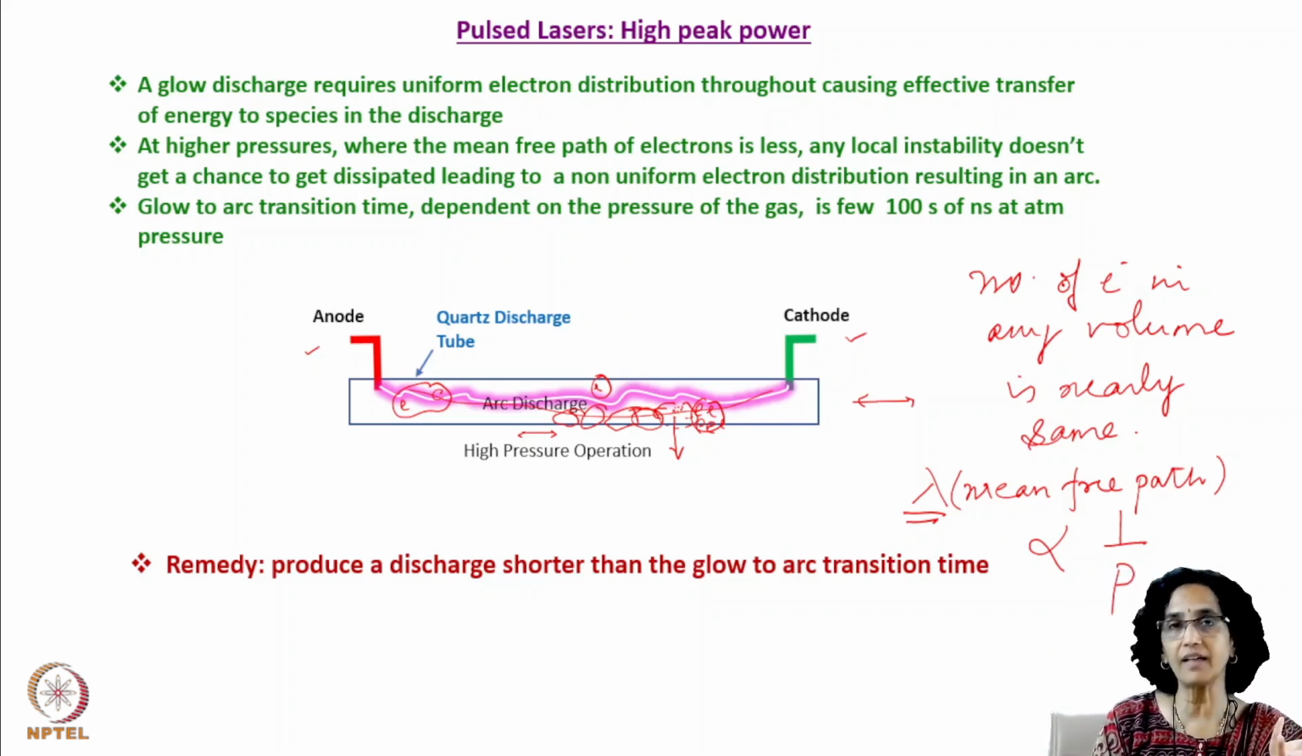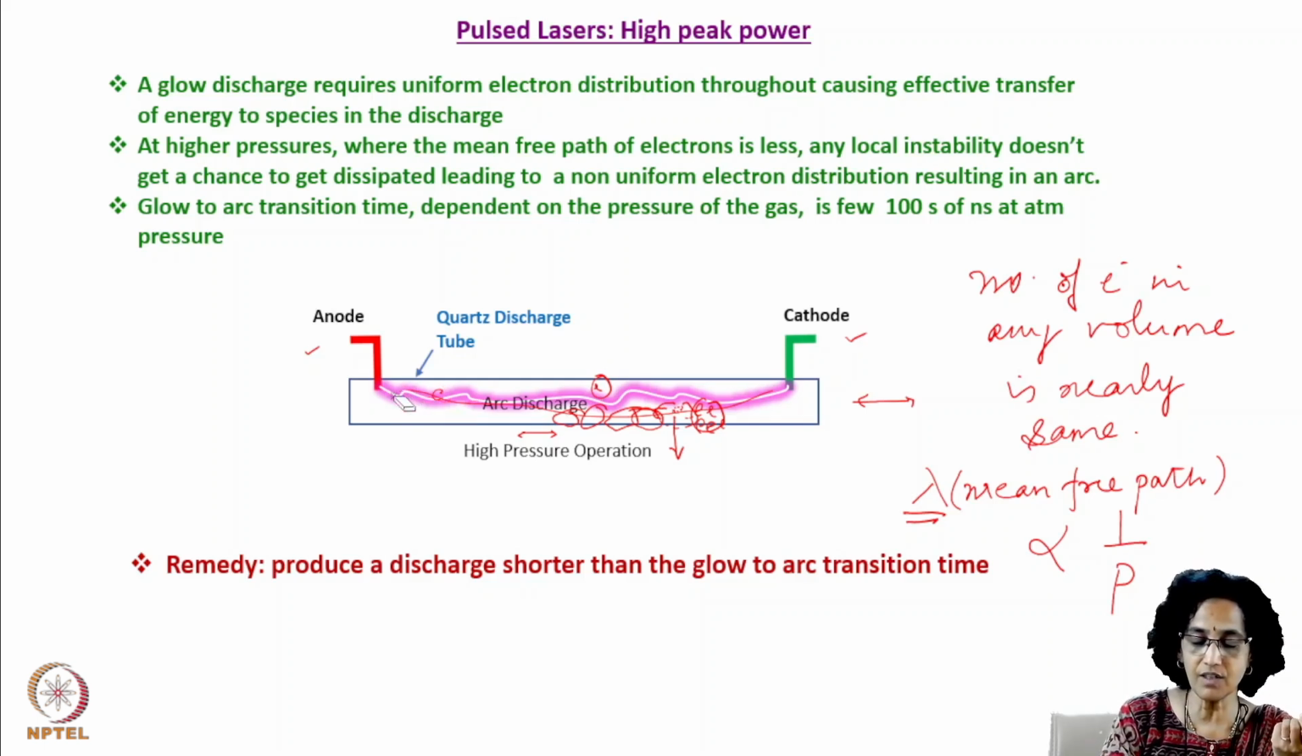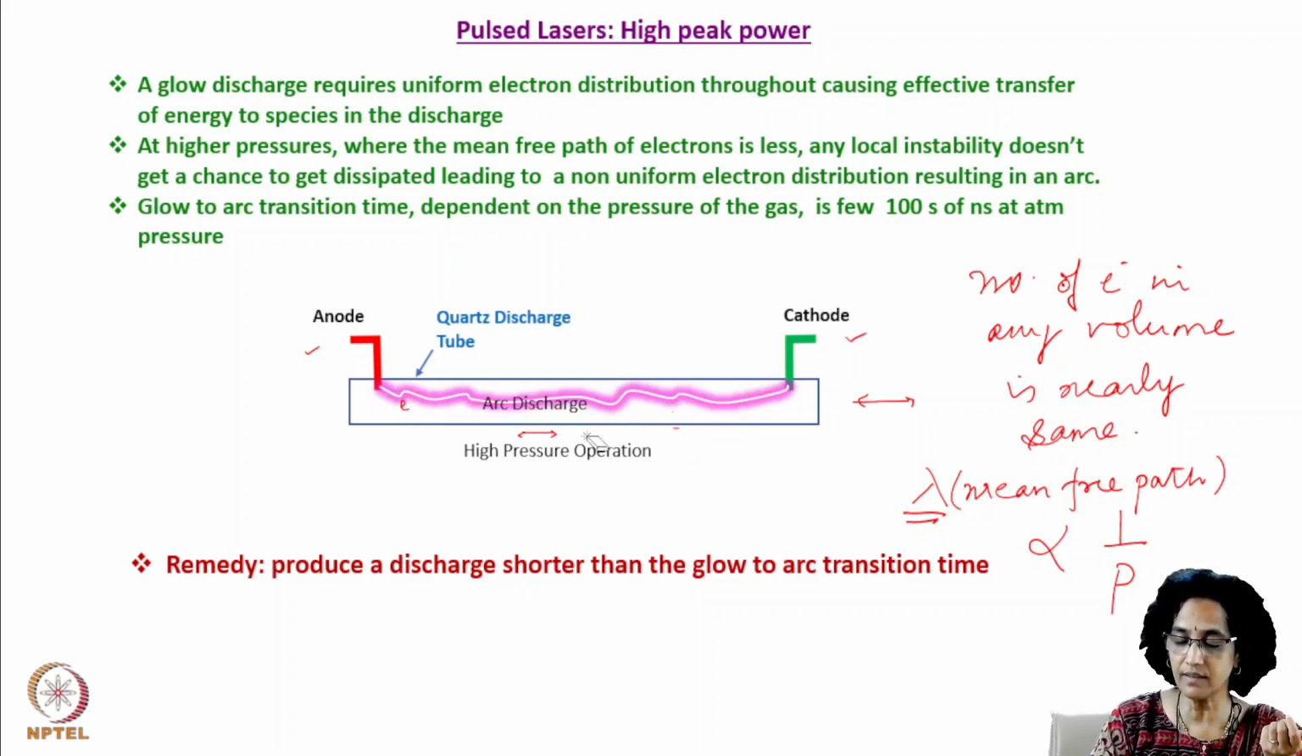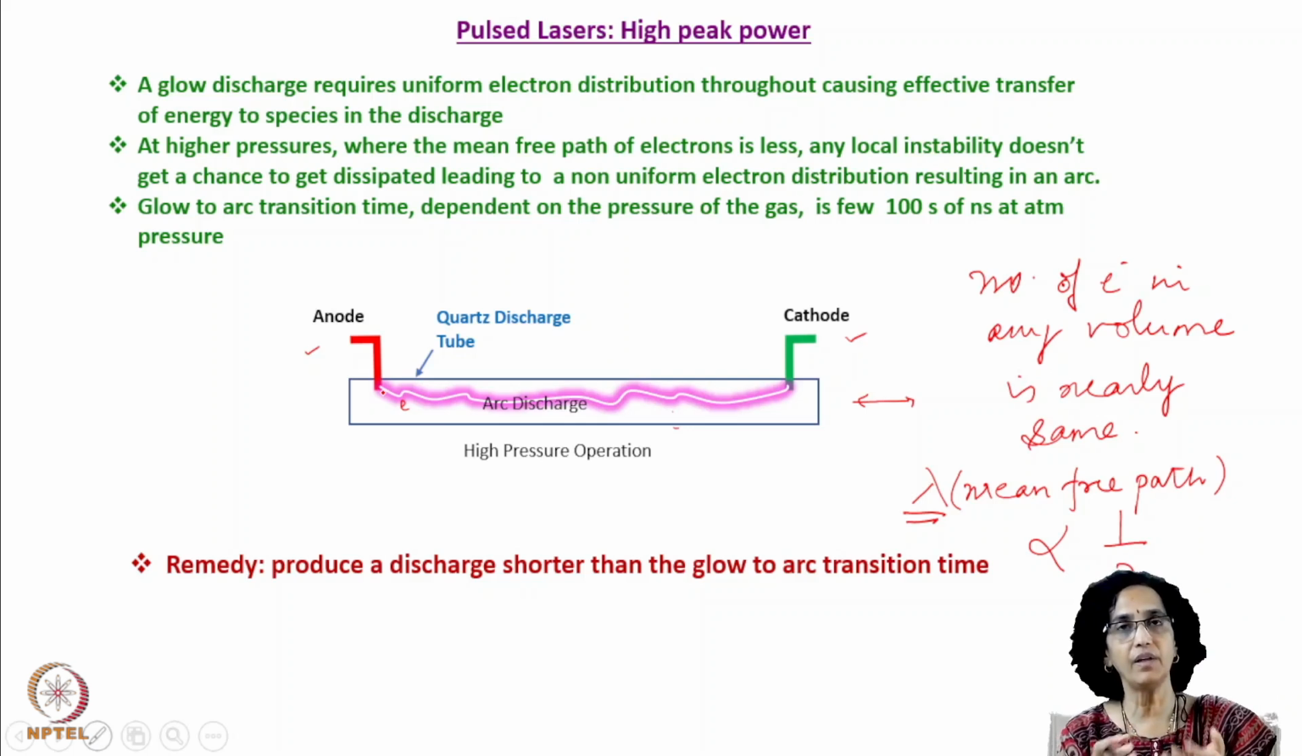So what is the active volume now? It is just the region where you have the arc. As you can see here, this is the arc region. So this is the volume, and in this volume, you have electrons.